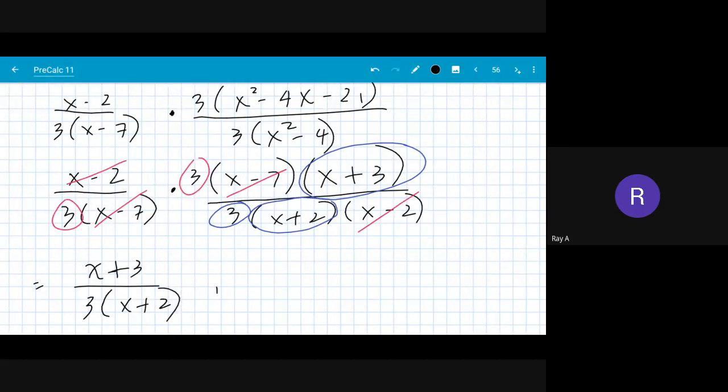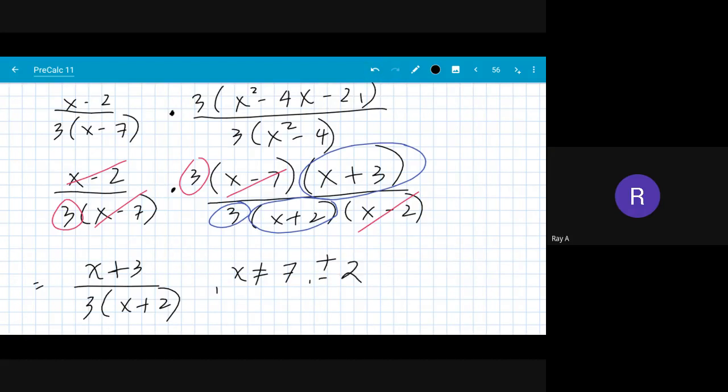What are the non-permissible values? X cannot be equal to what? Cannot be equal to 7 because of this. All right. What else? It cannot be equal to positive 2. All right. Right here. Cannot be equal to negative 2 right here, okay? So plus or minus 2.